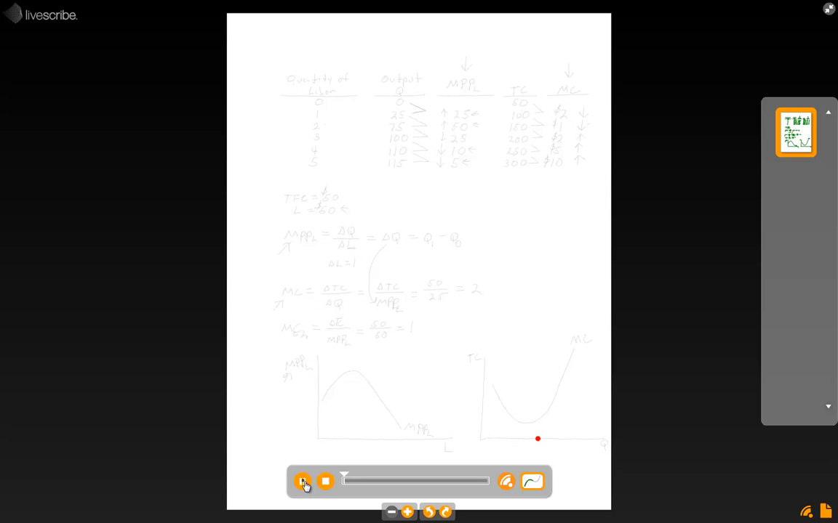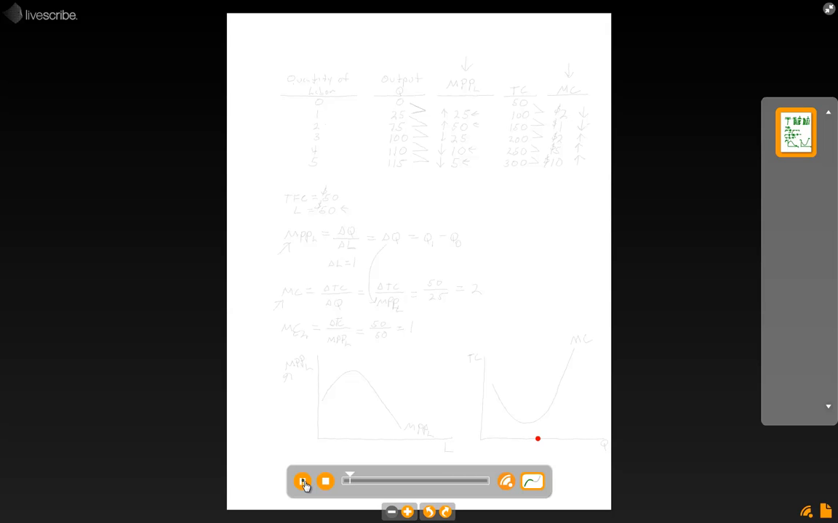What we're going to be looking at in this example is the distinction between marginal physical product and the marginal cost of production. So we're going to assume that we have a person who owns a burrito stand, and they have fixed cost of $50 per day, and each laborer that they hire is going to be paid $50 per day as well.